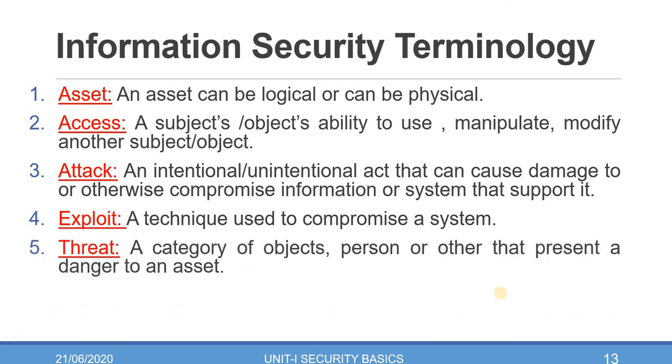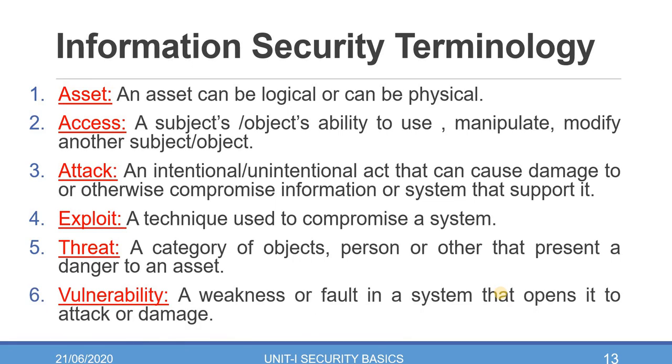Then threat: a category of objects, persons, or other entities that present a danger to an asset. So there might be a threat, a category of object. The threat might be a person, or it may come from any other things or objects that present a danger to a system.